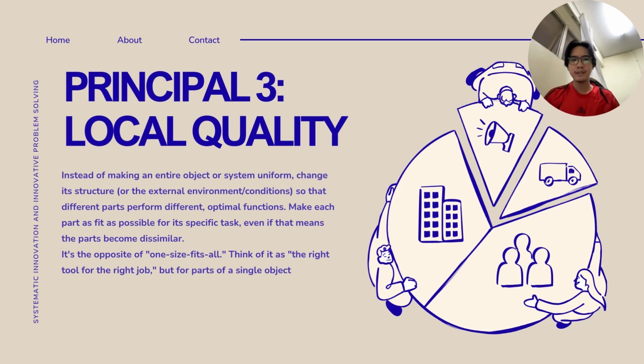Greetings, Prof. My name is Adam Daniel, and I will talk about local quality. Local quality means that instead of making an entire object or system uniform, we change its structure so that different parts perform different but optimal functions. Make each part as fit as possible for its specific task, even if that means the parts become dissimilar. It's the opposite of one size fits all. Think of it as the right tool for the right job, but for parts of a single object.